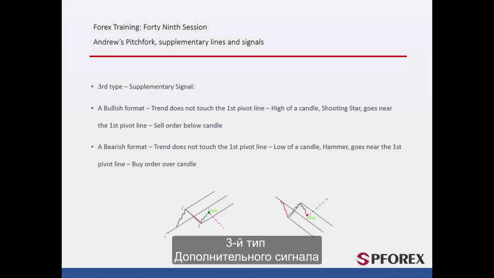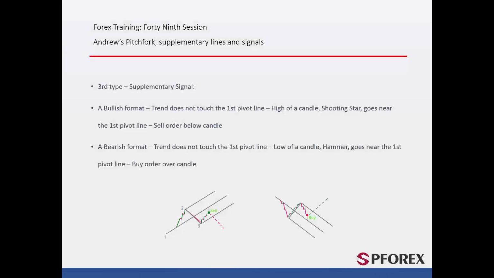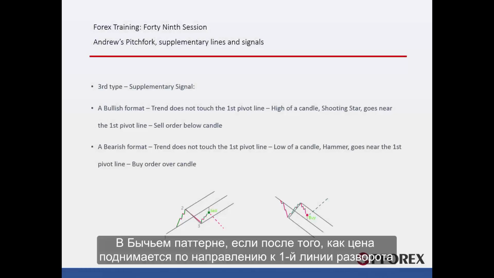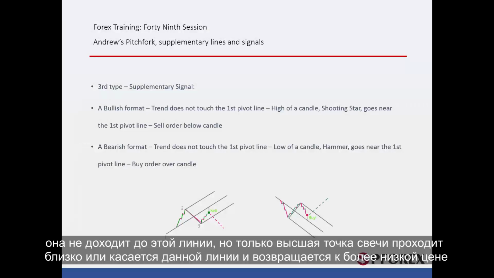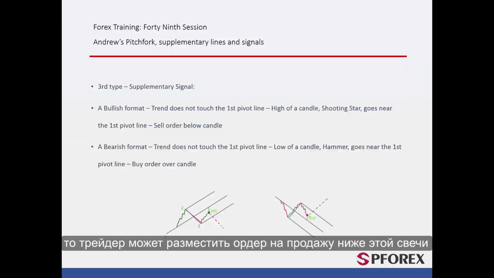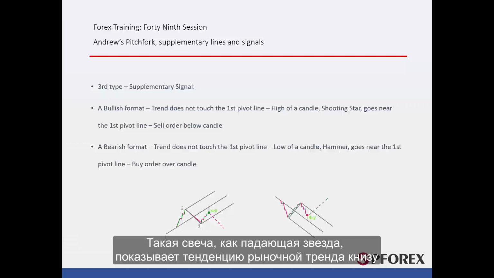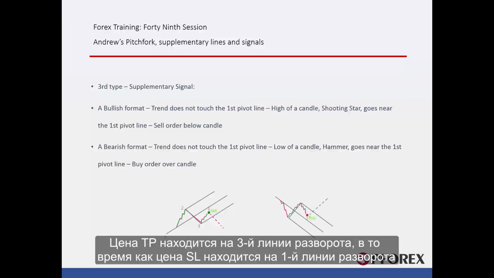Third type, supplementary signal. In a bullish pattern, after a price rises towards the first pivot line, if it does not reach this line and only the high of a candle goes near or touches it and returns to a lower price, then a trader can place a sell order below this candle. Such candles, like a shooting star, show a tendency of market trend towards the bottom. TP price is on the third pivot line, while SL price is on the first pivot line.